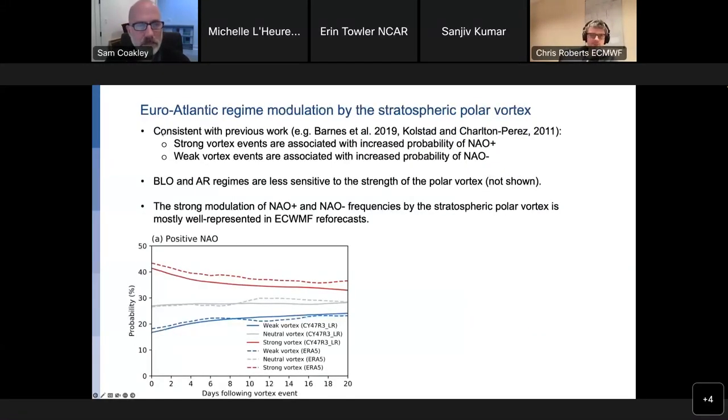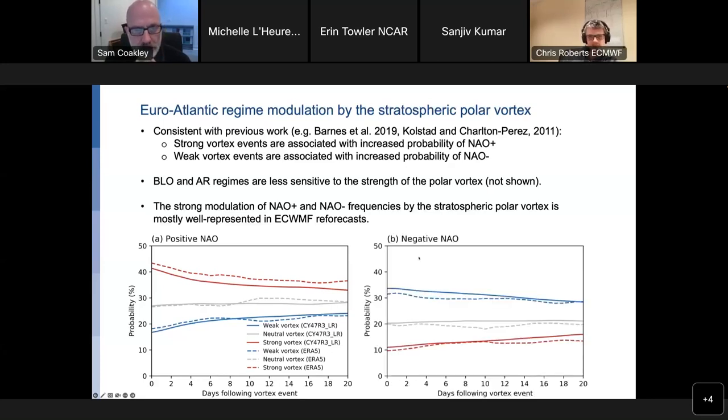And we can also similarly look at how these regime frequencies are modulated by the stratospheric polar vortex. The previous work has shown that generally stronger polar vortex events are associated with a more frequent positive NAO, and weaker vortex events are associated with more frequent negative NAO. And the most extreme events, something like a sudden stratospheric warming, are weaker vortex events and have also been linked to negative NAO conditions. Generally, the blocking and the Atlantic Ridge regimes show far less sensitivity to the polar vortex, so these are not shown. But down in the bottom left, you can see the positive NAO probability conditioned on whether there's a weak, strong or neutral vortex. Here the solid lines are for the reforecasts, and the dotted lines are for ERA5. And similarly, this is for the negative NAO, so you have almost the inverse relationship.